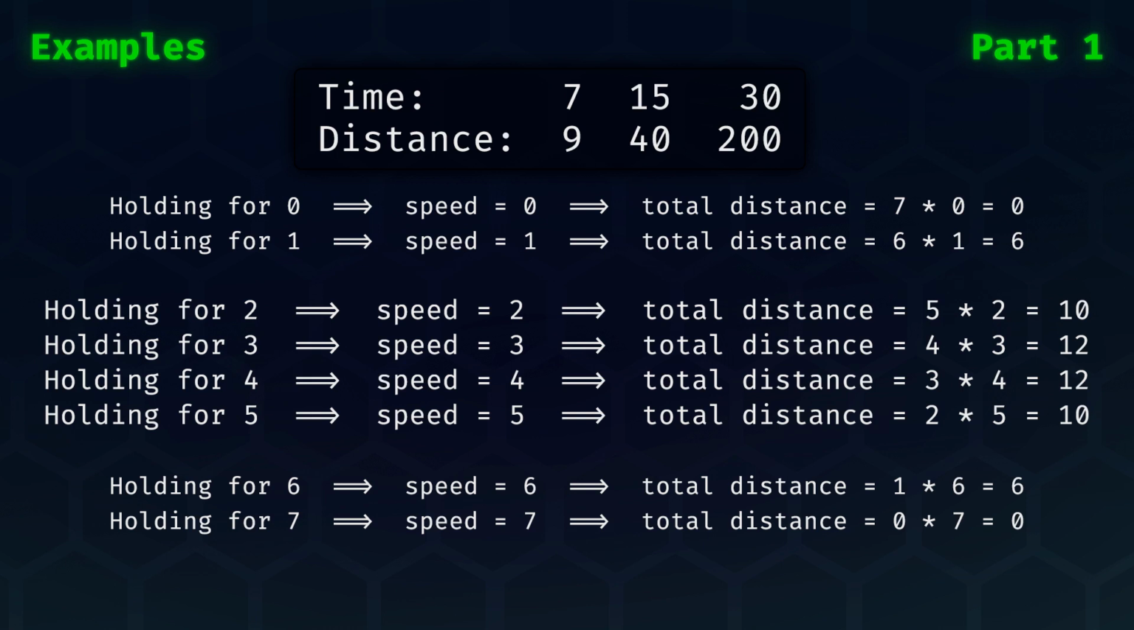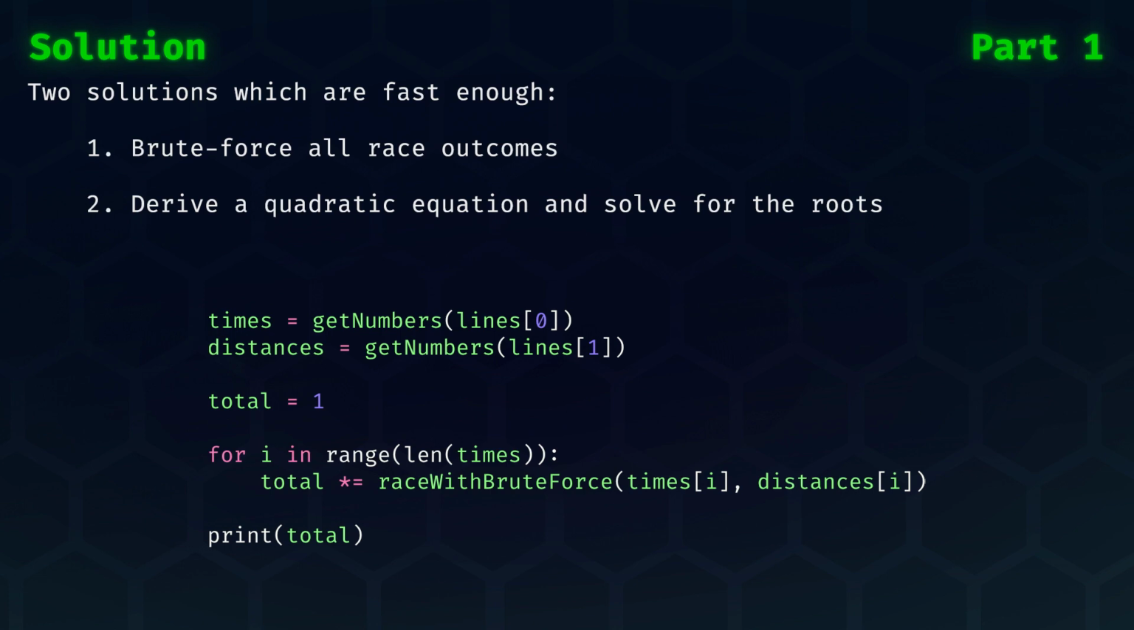Given the problem description and this example, do you already see how you can solve today's problem? If you haven't already, consider giving it a go. Let's move on to the solution for part 1. For today's problem, I will show 2 solutions that are both fast enough. The first one is to simply brute force all race outcomes, which is exactly what we did for the example. Later in the video, I shall dive into the mathematical solution where we derive a quadratic equation and solve for the roots. For the brute force, the problem outline looks as shown below.